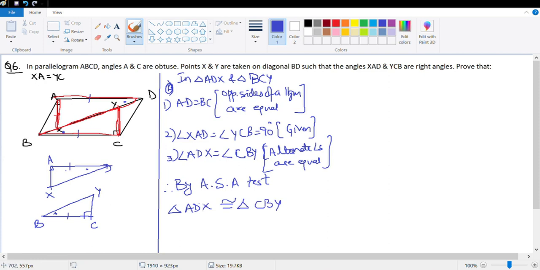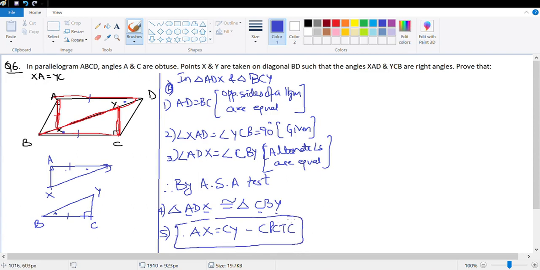So what did we have to prove? We have to prove AX is equal to YC, which means 1 and 3 and 1 and 3. Perfect. So this was my number 4, and number 5 will be, therefore AX is equal to CY. By CPCT, this is what they wanted me to prove. That should work well for me.